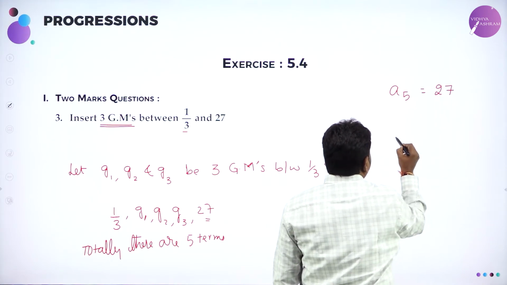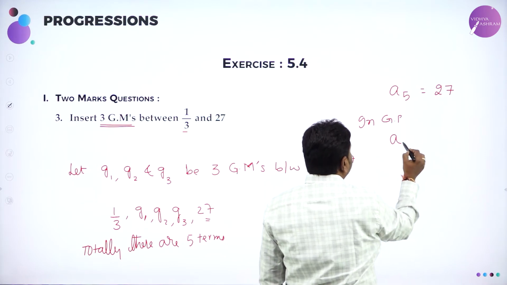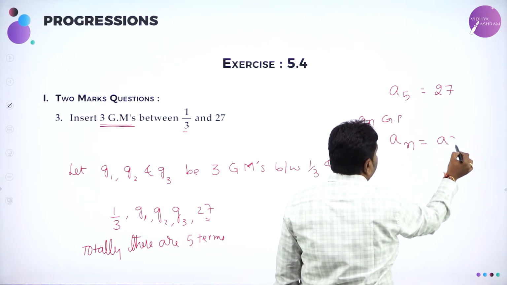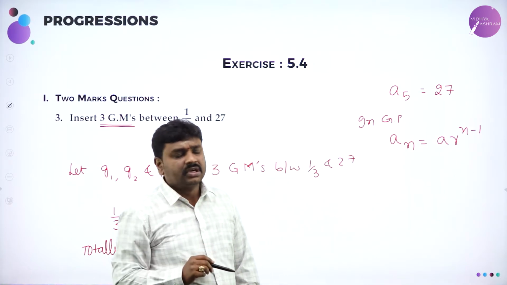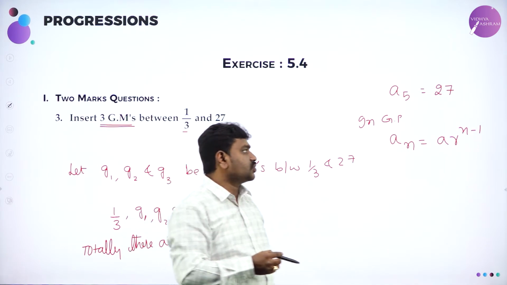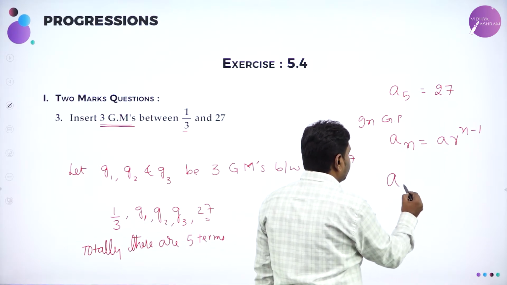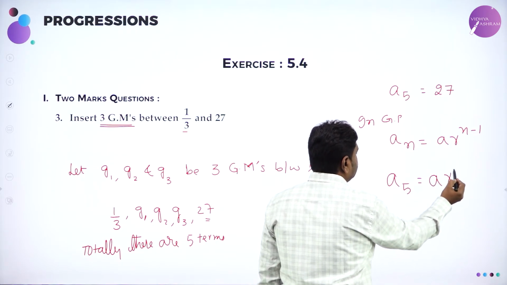And you know the general term in GP, in geometric progression. What is the general term? An is a into r power n minus 1, where r is the common ratio and a is the first term. What is the general term in GP? An is equal to a into r power n minus 1. So An means A5. A5 is a into r power n minus 1.